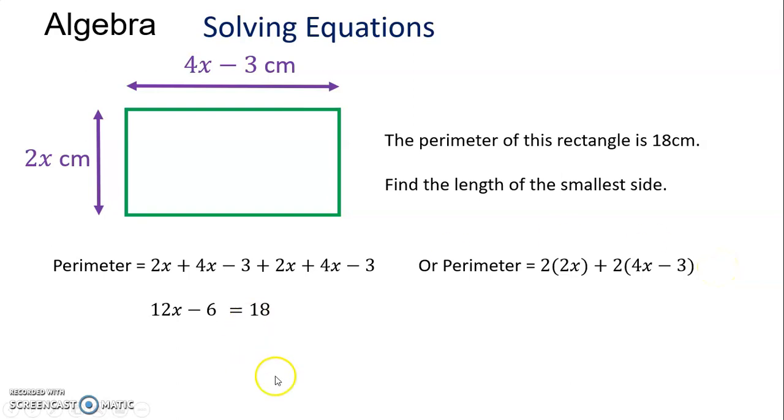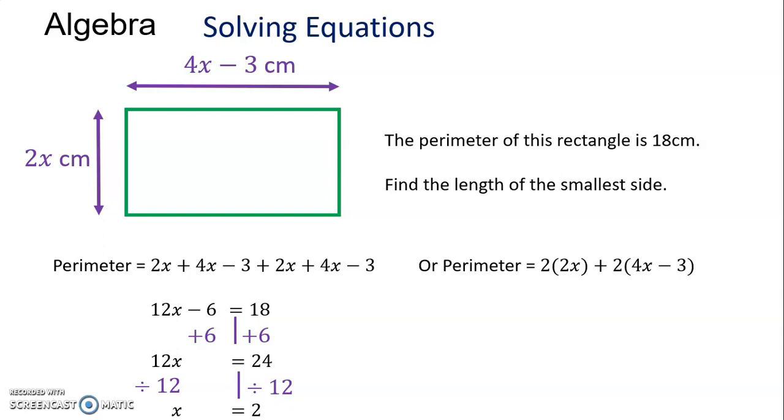So I'm now going to take that expression for the perimeter and say, well, I've been told it's equal to 18. So I can make that equal to 18. And I've now created an equation using the information I've been given. And I can now solve that equation. So just like we've been doing in previous lessons, I'm going to add 6 to both sides to give me 12x is equal to 24. And then I'm going to divide both sides by 12 to give me x is equal to 2.